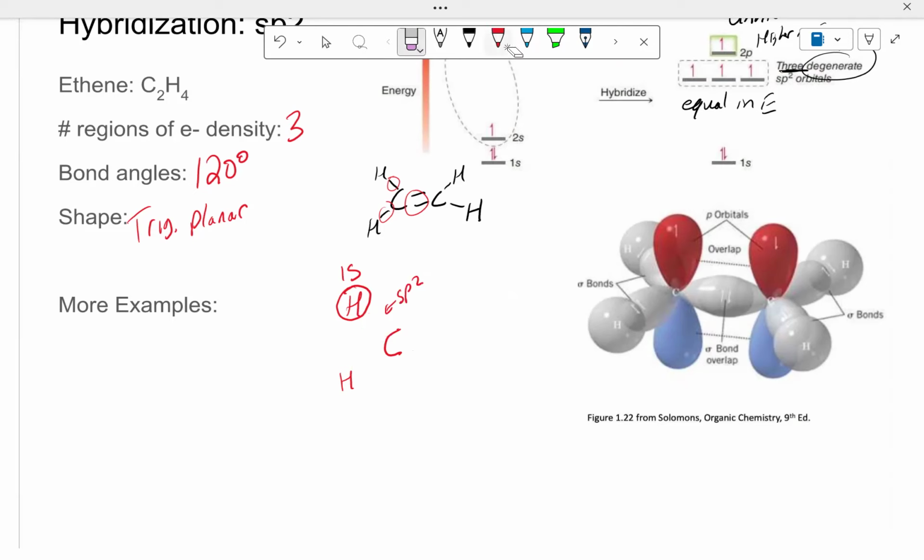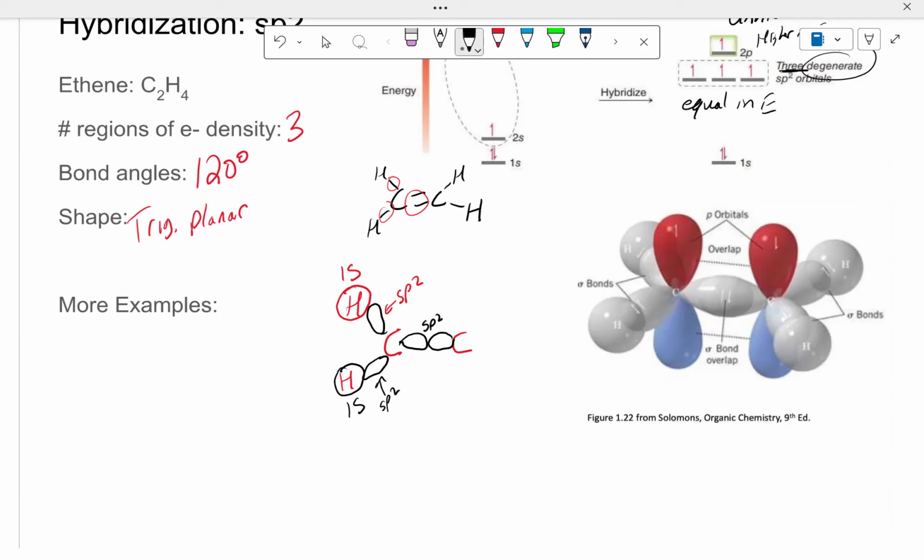And here's another sp2 orbital that's overlapping with a 1s. Again, those make sigma bonds because it's an atomic orbital overlapping with a hybrid orbital. Now that carbon is also bonding with the other carbon atom. Well, what is it using to bond? It's got one remaining sp2 orbital, and that's bonding with that one. So there are our three hybrid orbitals.